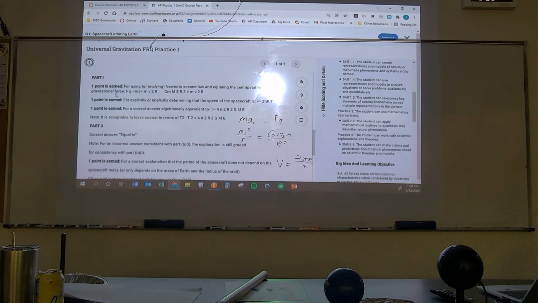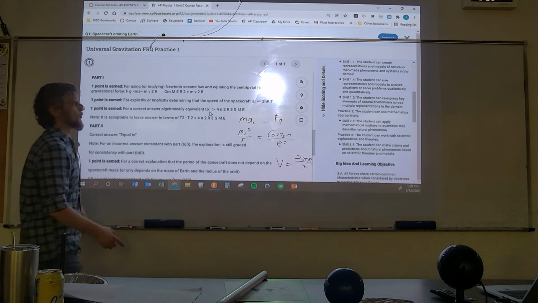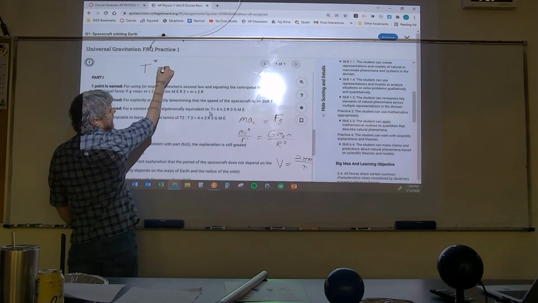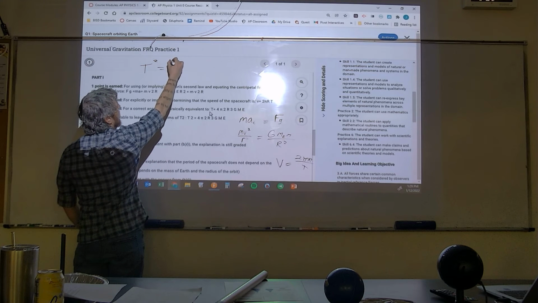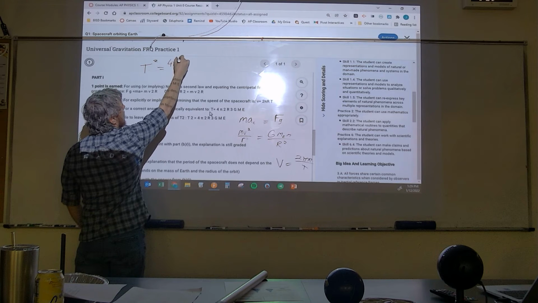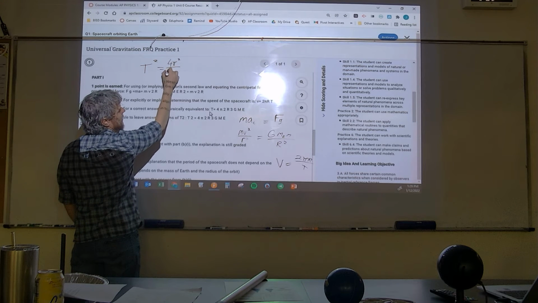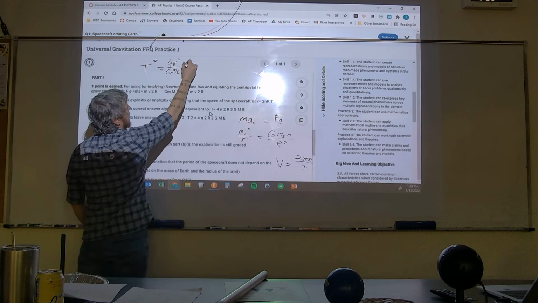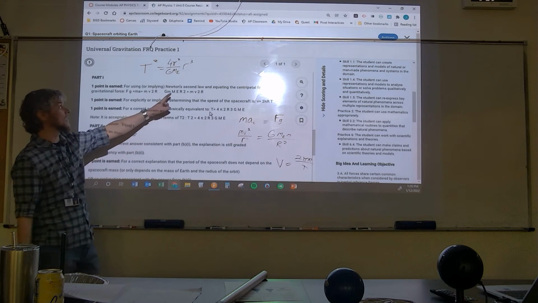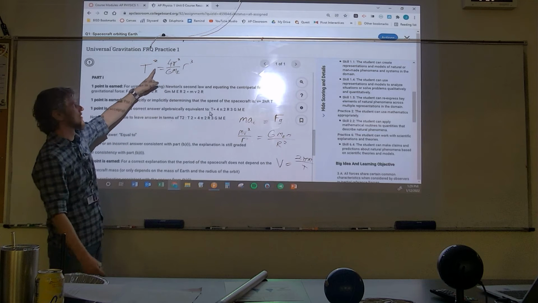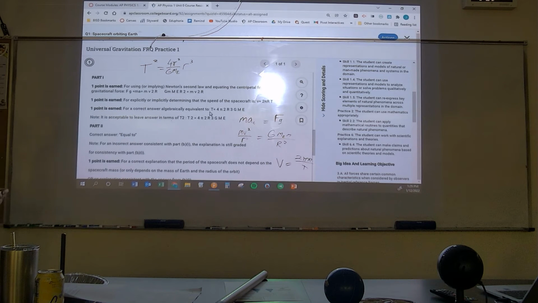And then the third one for a correct answer, algebraically equivalent to, the way I wrote it was the period squared equals 4 pi squared r cubed over GM, times r cubed. Okay. So that's for the third point, just coming up with that. They said it T equals the square root of that, or just T squared equals that, whatever. Anyway, written like that. So that's the third point.